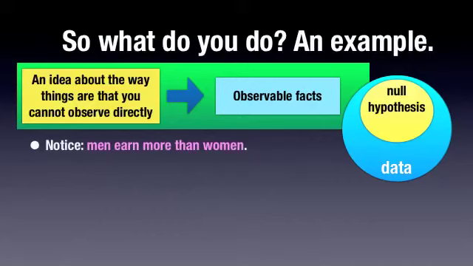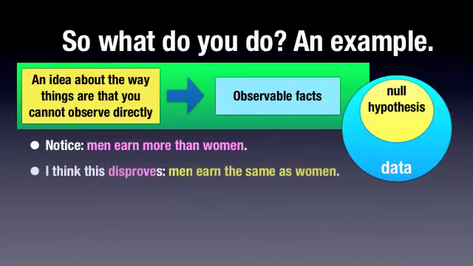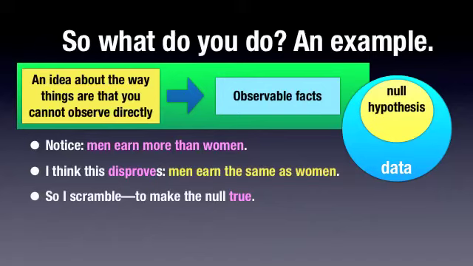All right, let's give another little example of this. So suppose you notice that men earn more than women. That's something that's interesting. What would be not interesting is men earn the same as women. That's the thing we want to disprove. So we're going to do a scramble, which will make men earn the same as women. That's how you make two groups the same. That'll make the null hypothesis true.